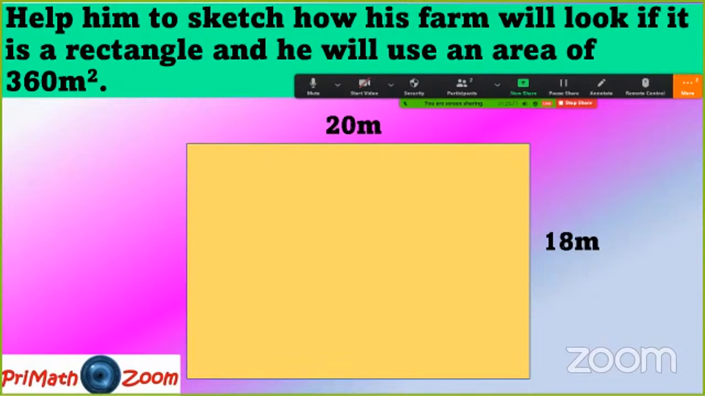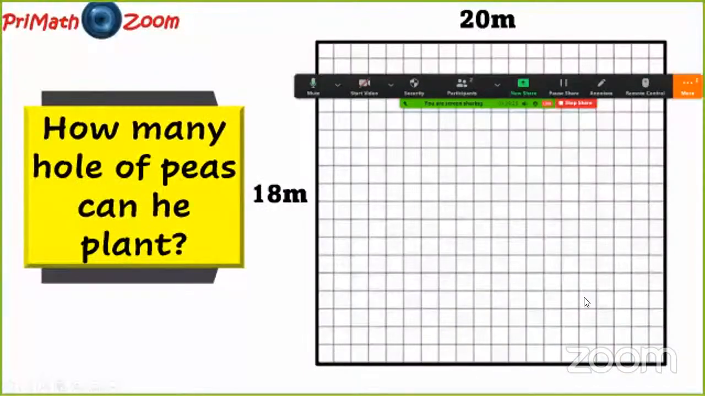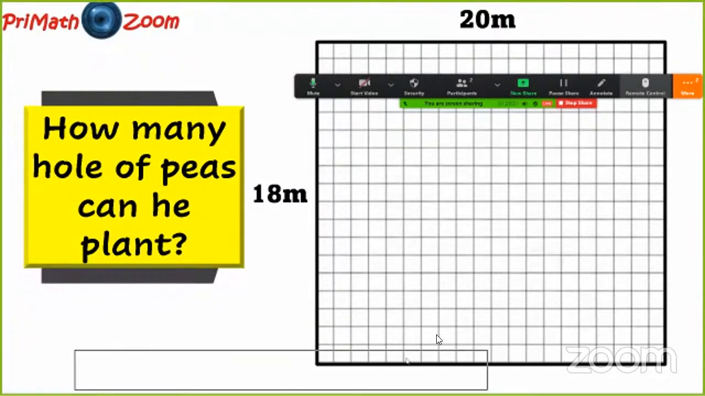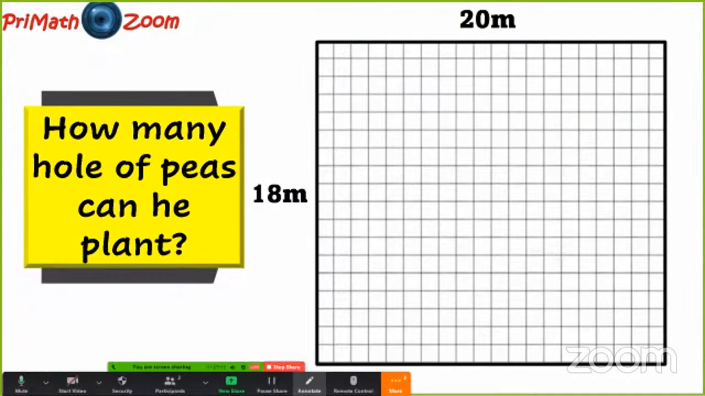All right, so this is our sketch. I'm just going to go right ahead because some persons would have used graph paper as well, but for those who didn't, it's still fine. The question that I'm asking next is, how many whole of peas can he plant? How many whole of peas can he plant?